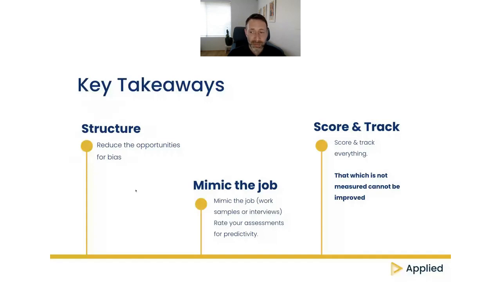So some key takeaways from this webinar, apart from the 5 biases, are that there were common themes in the way that you mitigate against these biases. The first one is structuring to reduce the opportunities for bias. The second one is mimicking the job and testing people on the actual skills to do the job. And the third one is score and track everything, so that you can make sure it's as objective as possible, and measure so that you can improve over time.